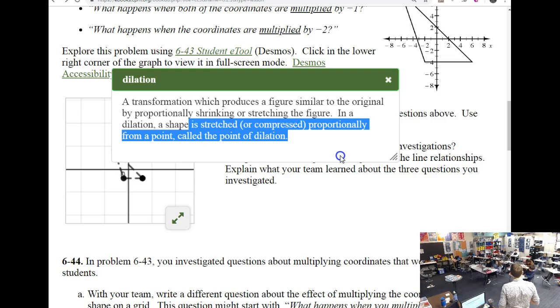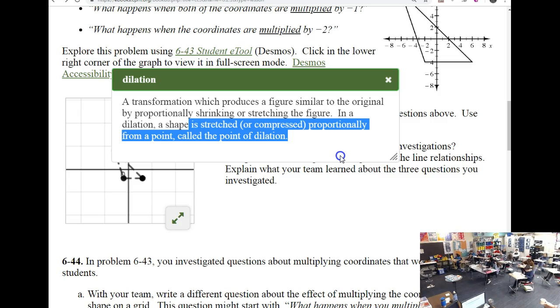What does proportionally mean here? Can one side double and the other side triple? No. So proportionally means everything happens the same. Right? So it's stretched or compressed proportionally from a point called the point of dilation. Normally we actually call it the center of dilation. The point of dilation is kind of lame.